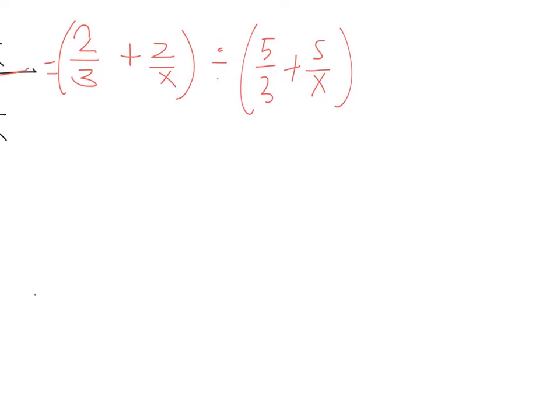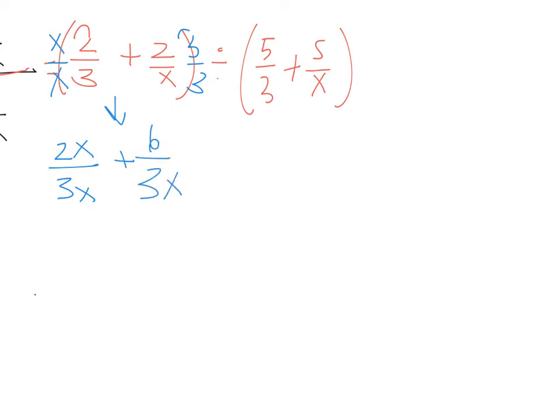Okay, so first set of parentheses, 2/3 plus 2/x. I need to make the denominators the same. So the first denominator, 3, I need to multiply by x. And the second denominator, x, I need to multiply by 3. So here we go. I have 2x over 3x plus 2 times 3, which is 6, over 3x.